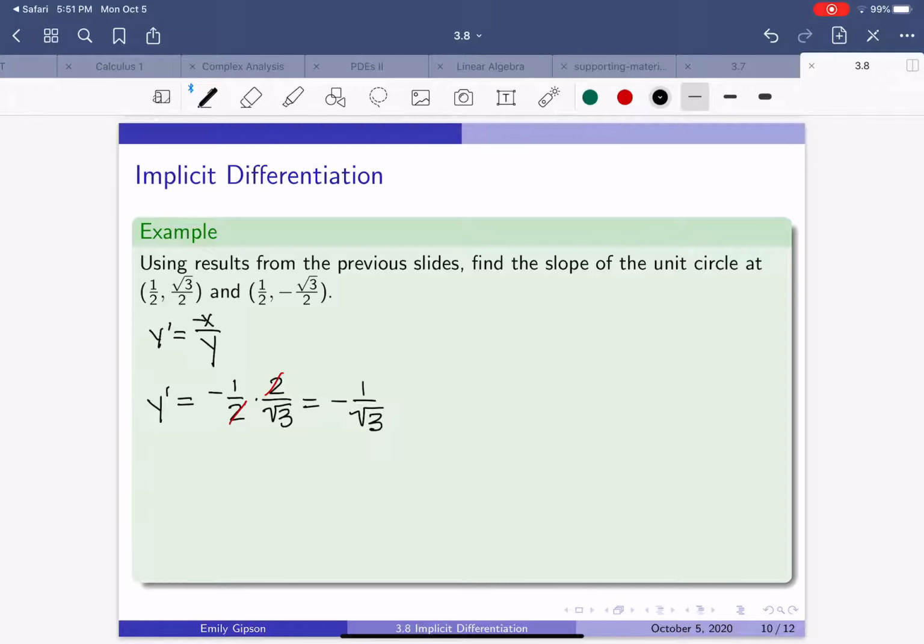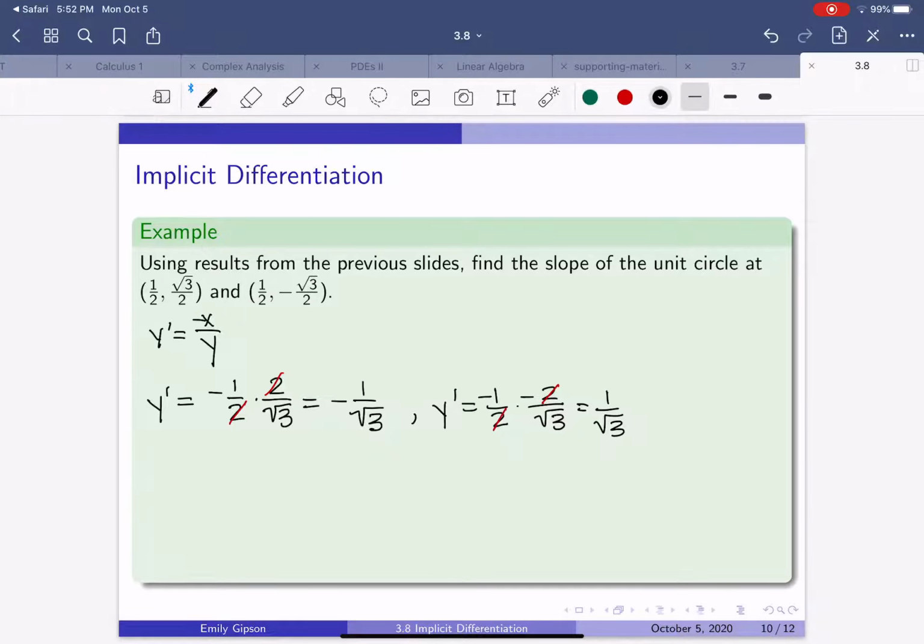For the second one, we do the exact same thing. Y prime equals positive 1/2 times negative 2 over root 3. And the reason I'm including the first negative sign is because I've got negative x over y, and I'm including the second negative sign because it comes from here. Again, my 2's cancel out, my negatives cancel out, and I'm left with positive 1 over root 3.